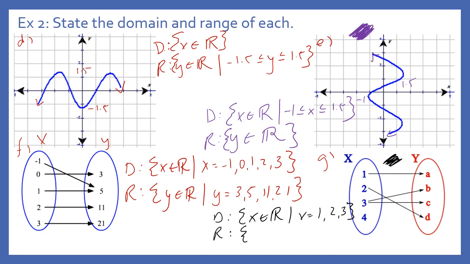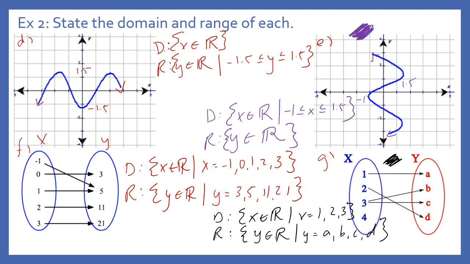Range, A, B, C, D. Now, even though A, B, C, D, they're not numbers, we'll just pretend like they are. Y is an element of the real number set, and then we'll say Y equals A, B, C, D. I know that's not technically true, but just to show you. So hopefully that's a good review for most of you on domain and range.